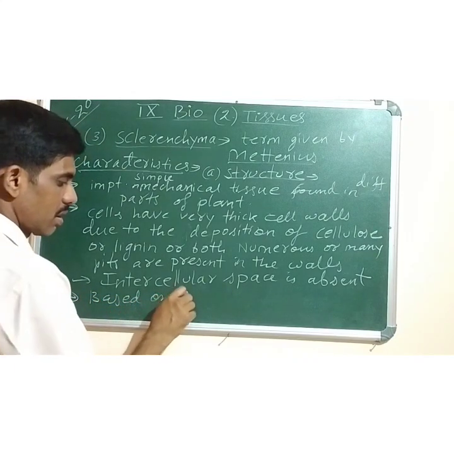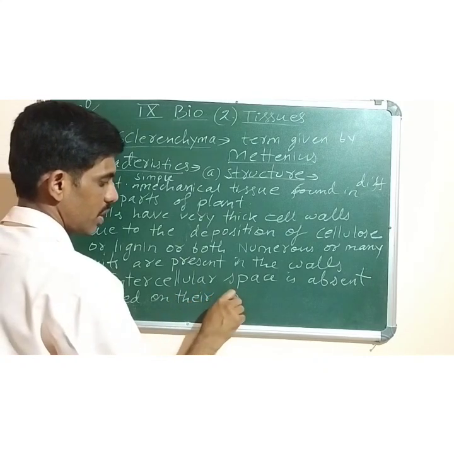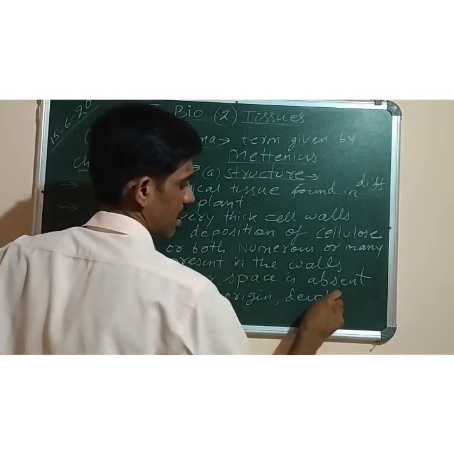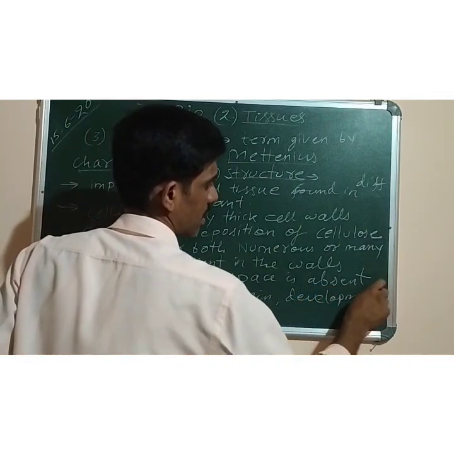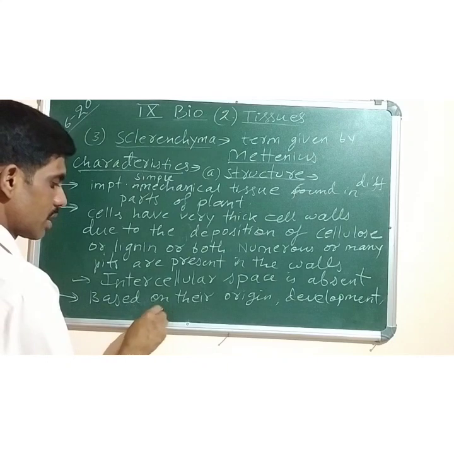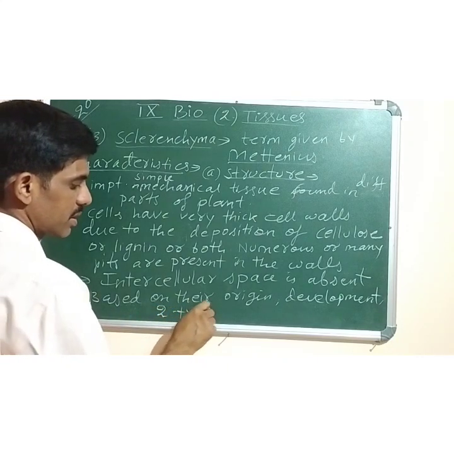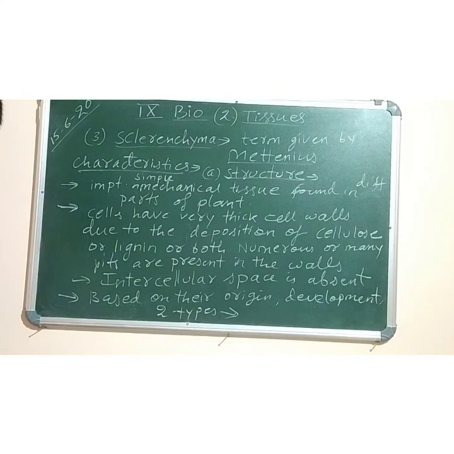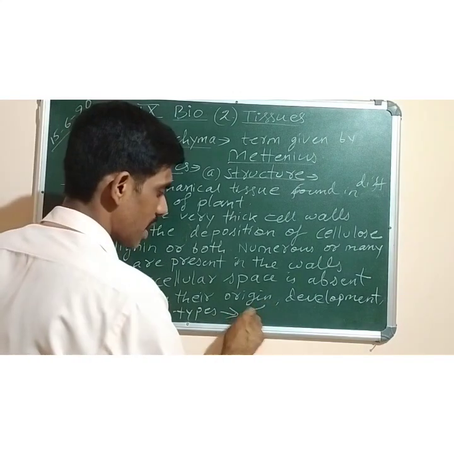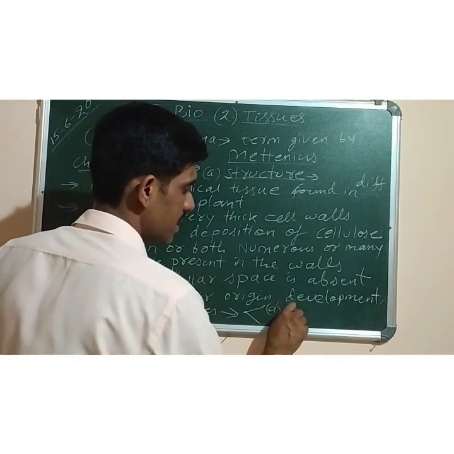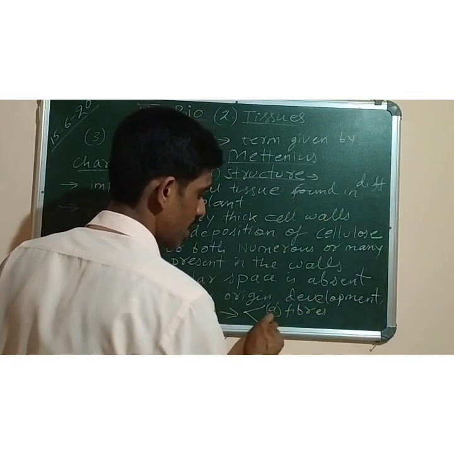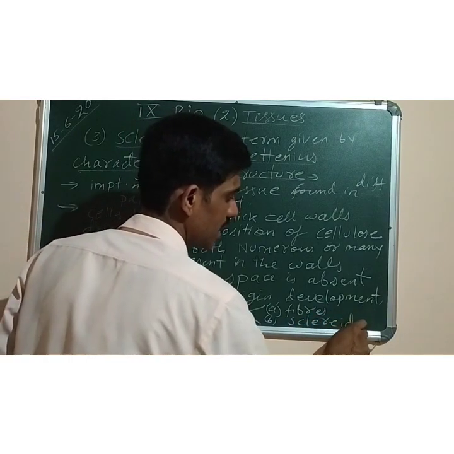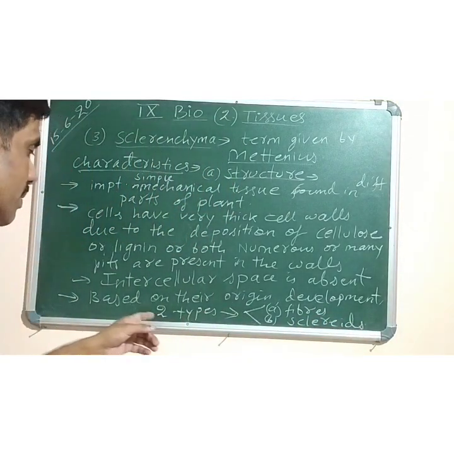Based on their origin, development, structure. Okay, structure. There are two types of sclerenchyma tissue or cells. What are they? Number A, fibers, sclerenchyma fibers, and number B, it is called sclerites, S-C-L-E-R-E-I-T-S.